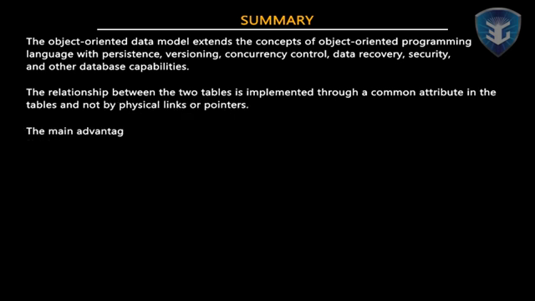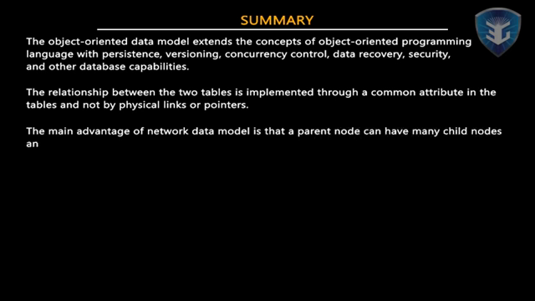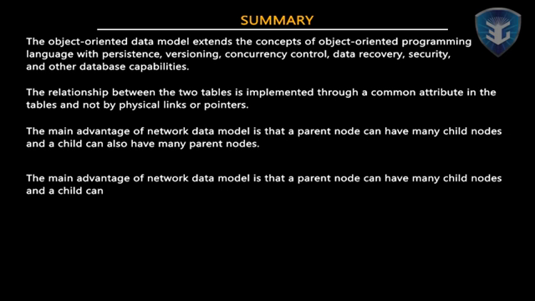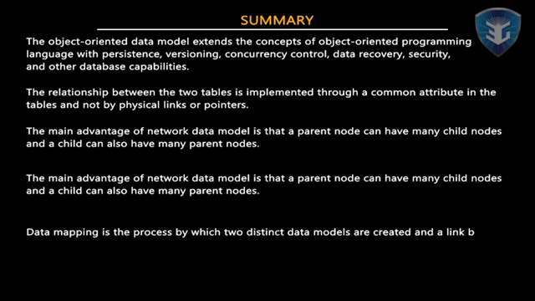The main advantage of the network data model is that a parent node can have many child nodes and a child can also have many parent nodes. Data mapping is the process by which two distinct data models are created and a link between these models is defined.